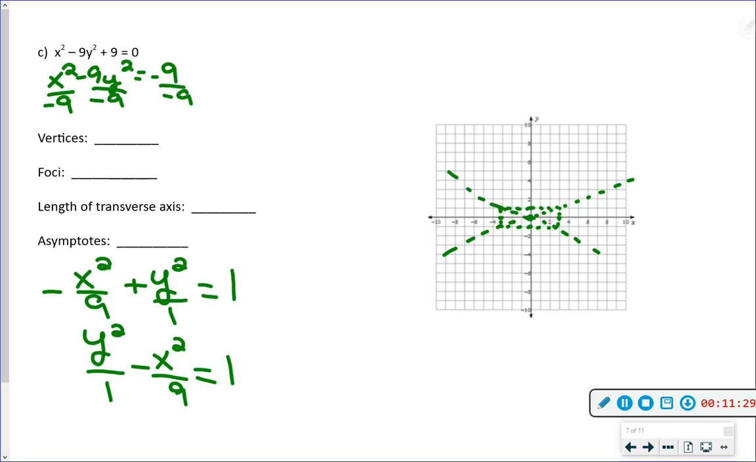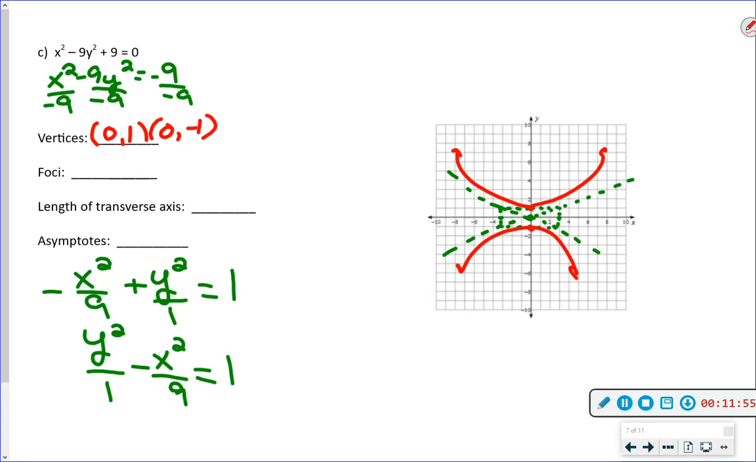And this time it opens vertically because y is first. So I'm going to take this top point that was on my central box, kind of got buried there in all my green dash stuff. So that vertex, I'm at 0, 1. Let's go ahead and list that guy. And then my bottom point there, 0, negative 1. Or you can put plus or minus 1. I don't care.